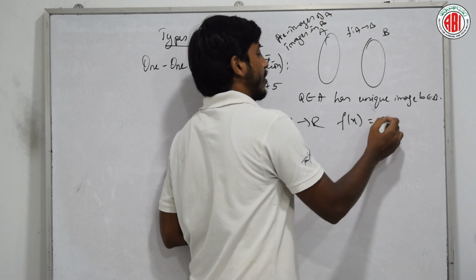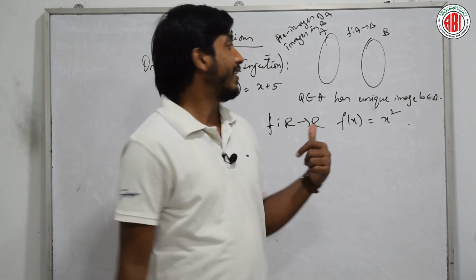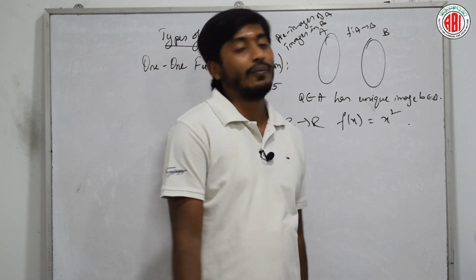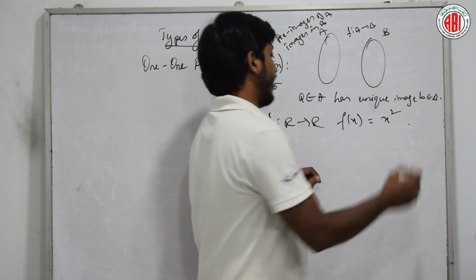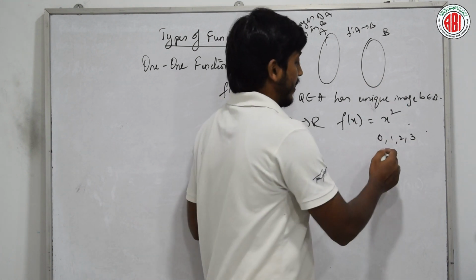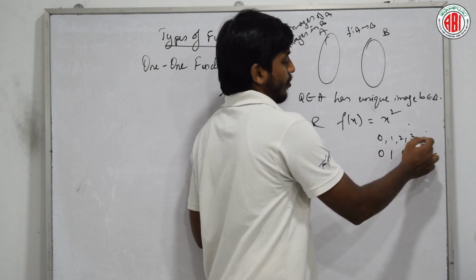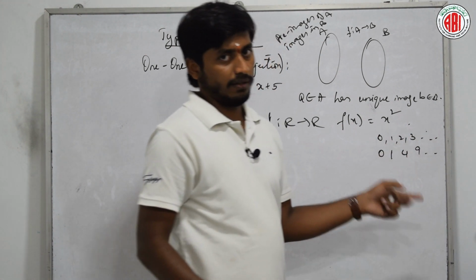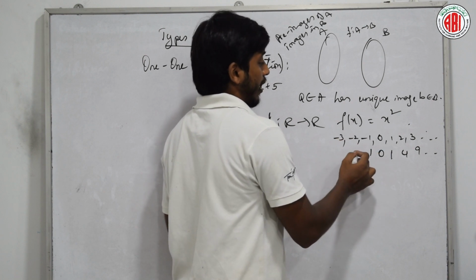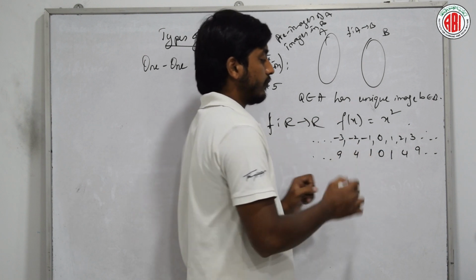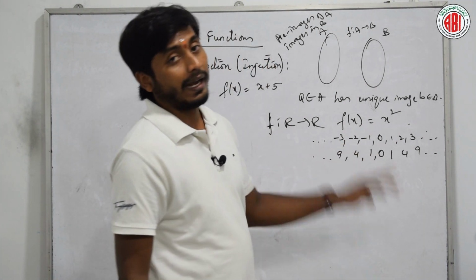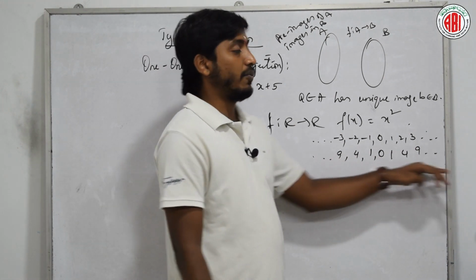f of x is equal to x square. Is it a 1-1 function? Tell me. No. Why? Because for 0, 1, 2, 3, I will get the outputs 0, 1, 4, 9 and so on. Yes, they are unique for every input. Then what if I have the numbers -1, -2, -3? Here also you will get 1, 4, 9 and so on. Isn't it? Yes or no? Which means the outputs are repeating from -infinity to +infinity.